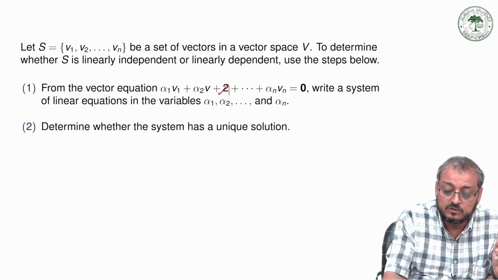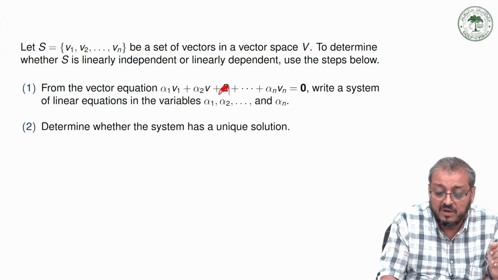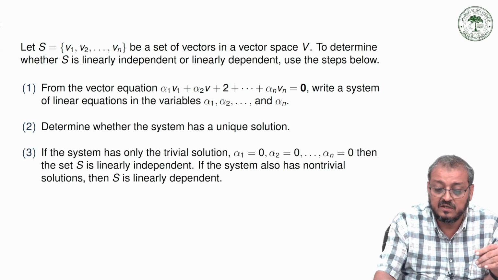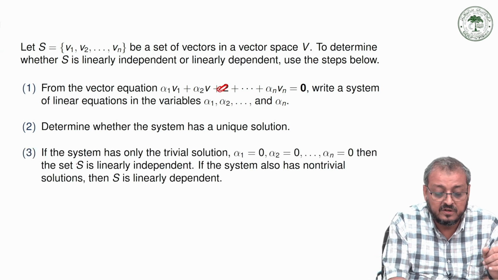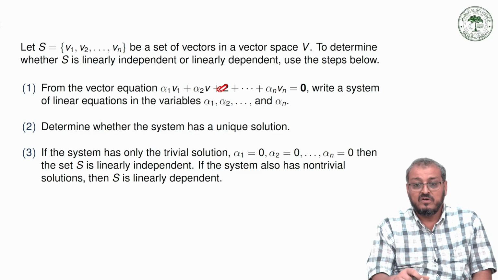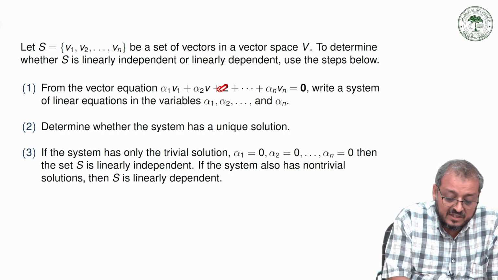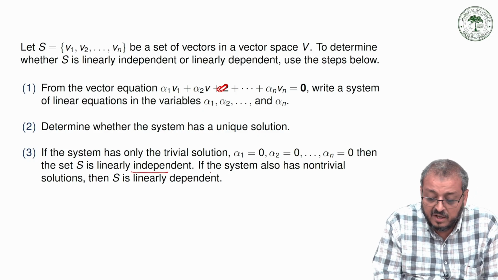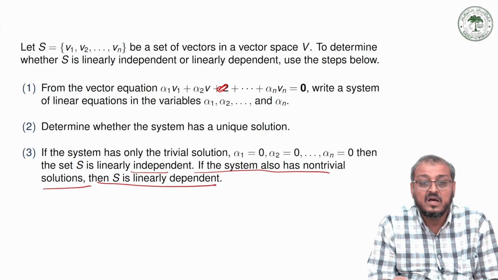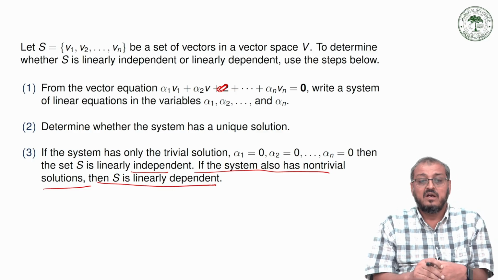We try to solve this system. If the system has a unique solution, or we can just say if the system has only the trivial solution, alpha 1 equal to 0, alpha 2 equal to 0, up to alpha n equal to 0, then the set S is linearly independent. If the system also has a non-trivial solution, then S is called linearly dependent.